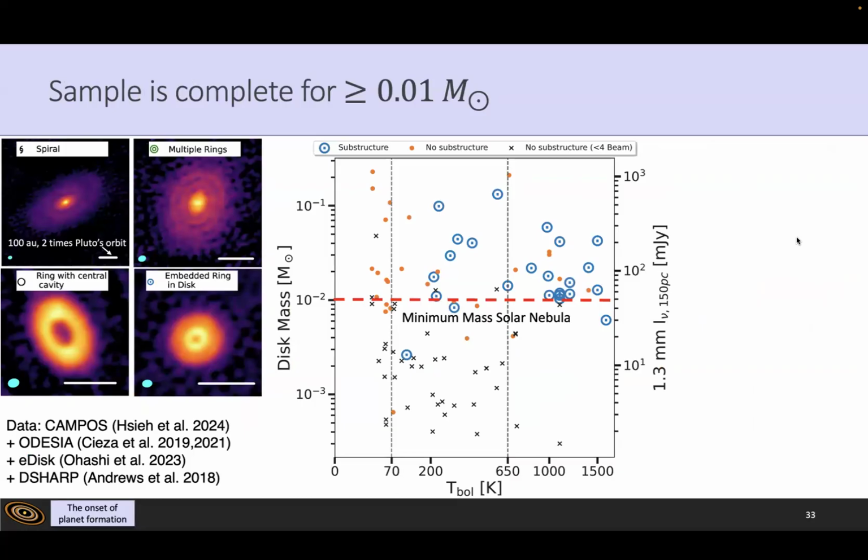It's important to point out that the sample is only complete for 0.01 solar mass. For the compact disks, we do not really know whether they have substructures or not. So that is something that we will investigate further.